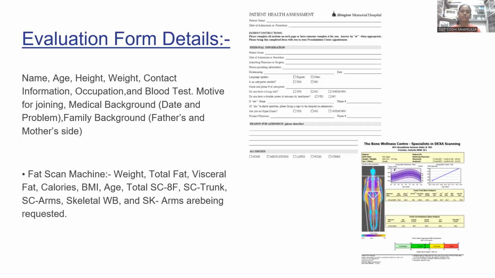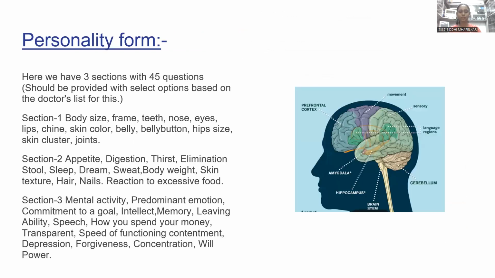Formula evaluation details. In this, the categories such as name, age, height, weight, and contact will be considered in the patient's medical history. Personality form. There are 3 sections, in which the first section will have the body size, frame, teeth, nose, eyes, etc. Whereas in section 2 there is appetite, digestion, elimination, stool, etc. And in section 3, medical activity, etc.